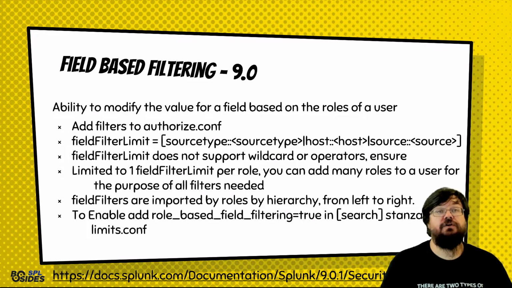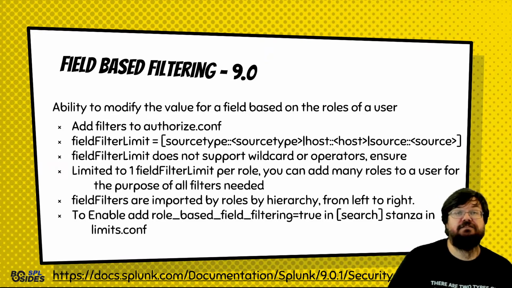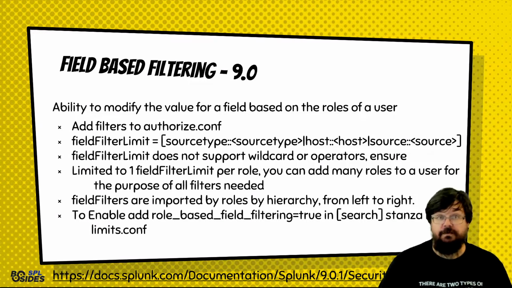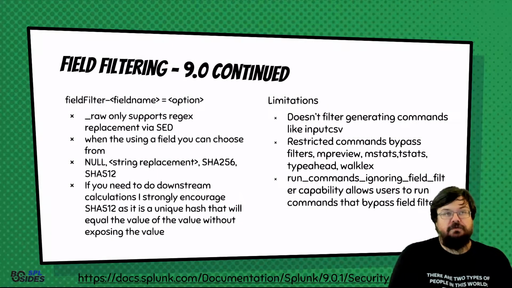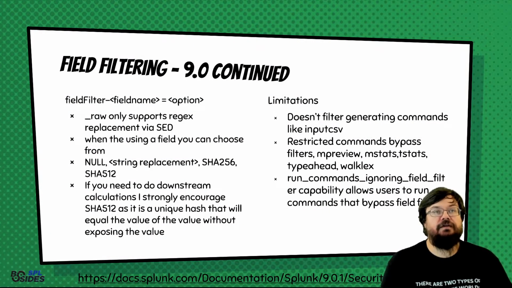Also, field filters are designed by hierarchy, so they run from left to right, as well as role-based inheritance-based filtering. To enable role filtering, you need to add the role filtering field stanza to the search stanza in the limits config to enable. Once you enable it and add the field filters, you now can add field filters - field name, as well as the setting, to specifically modify or change those respective fields.